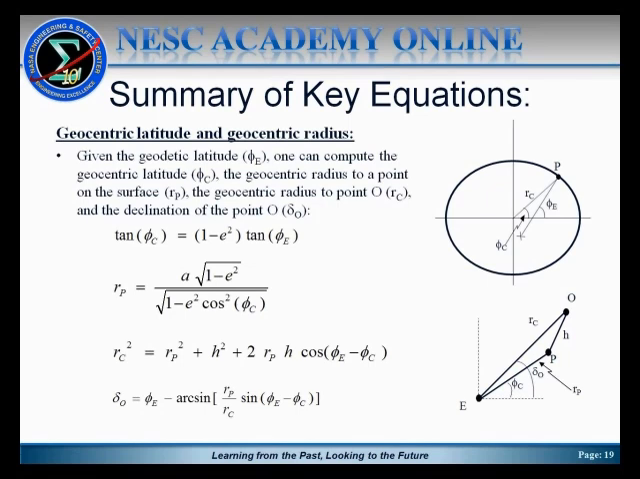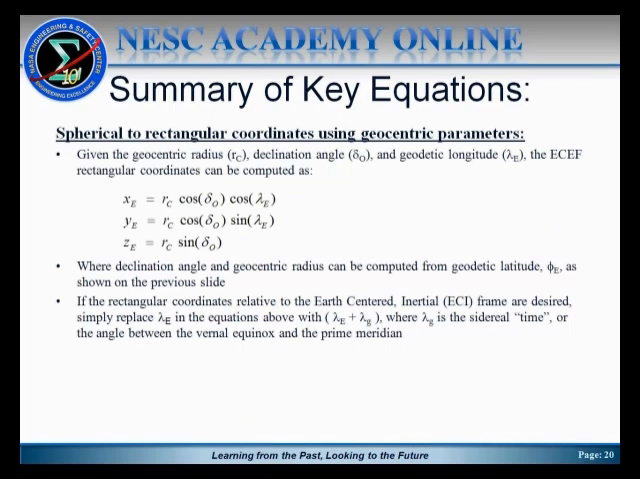The second equation, for RP, is the geocentric radius to point P, which is the point on the surface directly beneath the object you're interested in. Finally, the third equation is the calculation for the geocentric radius to the actual point O itself. And the last equation, delta sub 0, is the declination angle of that object. Once you've computed the declination angle and the geocentric radius, you can alternatively use those to calculate the rectangular coordinates xe, ye, and ze, as shown in the three equations here.